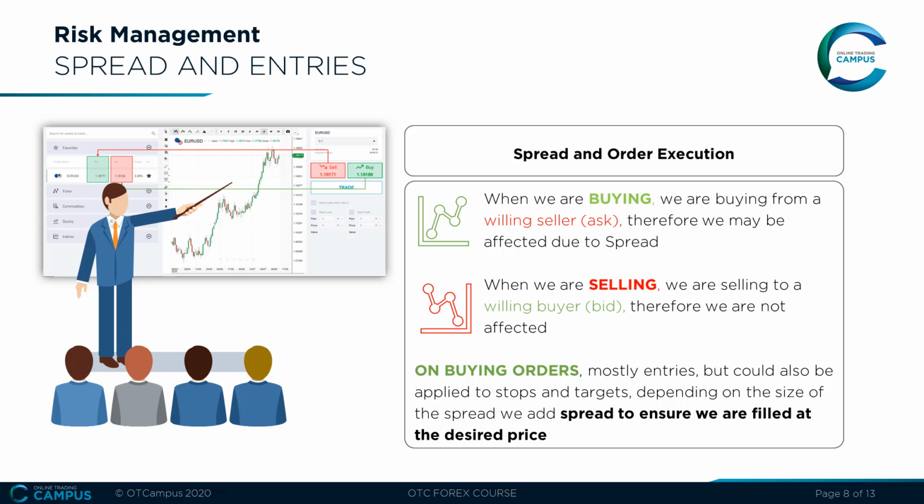This is because we only see the bid price in the charts and the ask price is higher than the bid price. When we are selling, we're selling to a willing buyer, the bid. Therefore, we are not affected. My recommendation here is that on buying orders, mostly entries, but could also be applied to stops and targets depending on the size of the spread, we can add spread to ensure we are filled at the desired price.